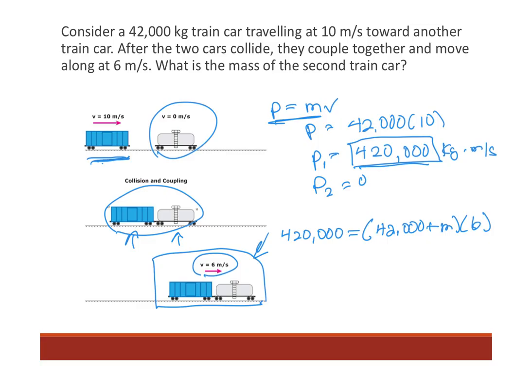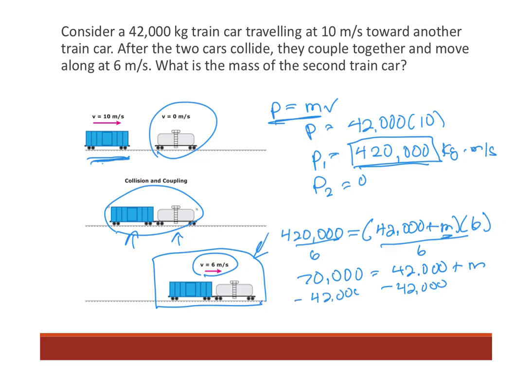And now we're basically left with a math problem where we're trying to isolate what m equals. So we're going to have to divide both sides by 6, and that will give us 70,000 over here on the left, equal to 42,000 plus our mass, and then we subtract 42,000 from both sides, and that's going to tell us how much the mass of our tanker car, which got collided into on the track, is: 28,000 kilograms.